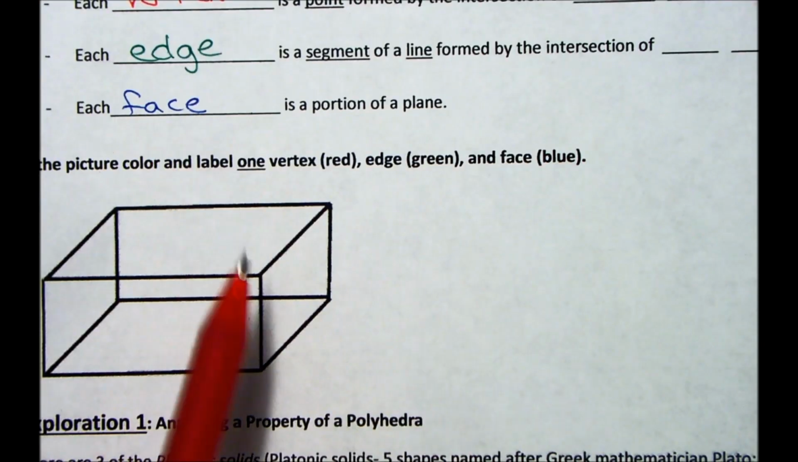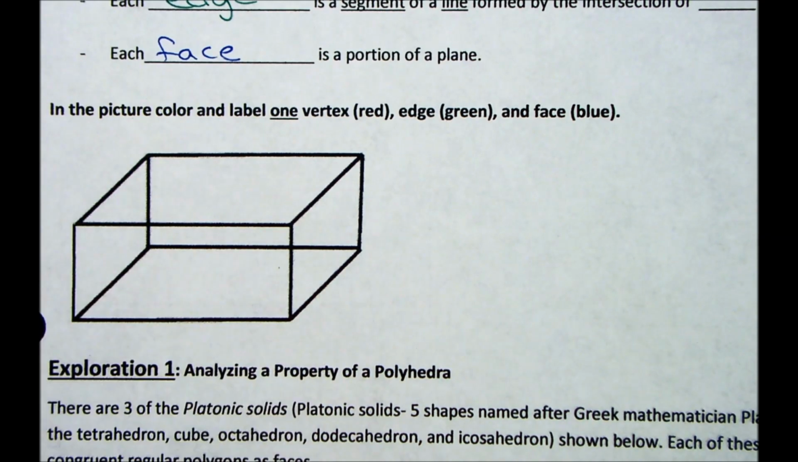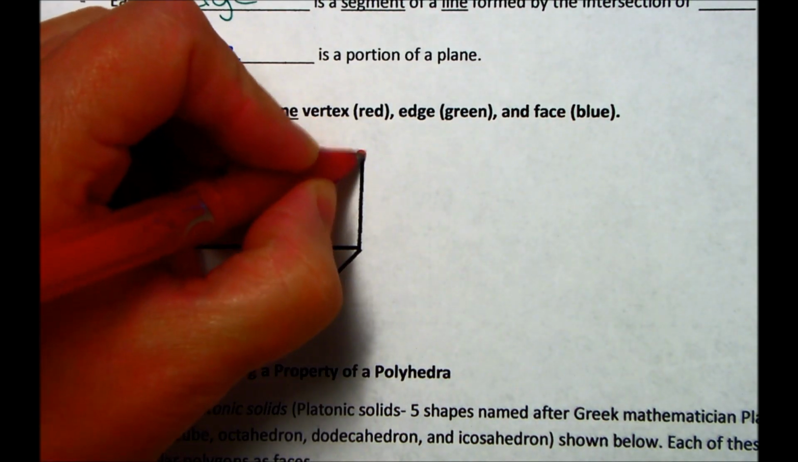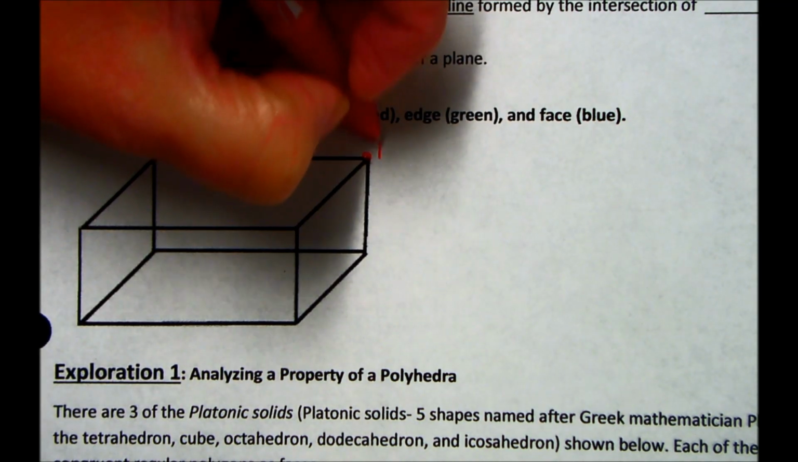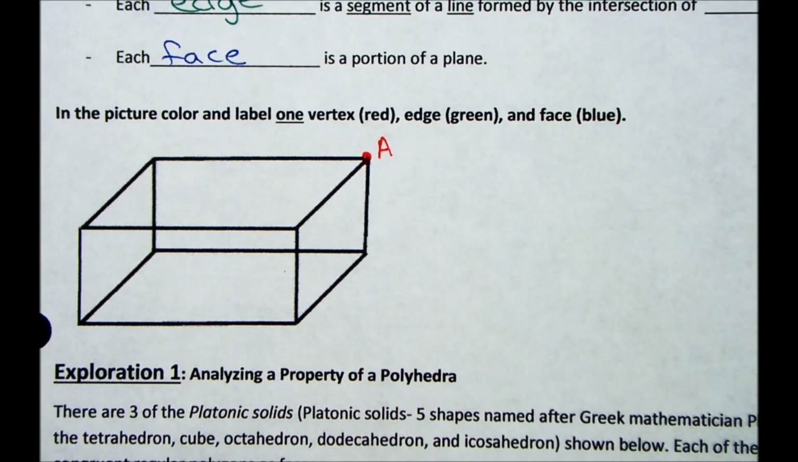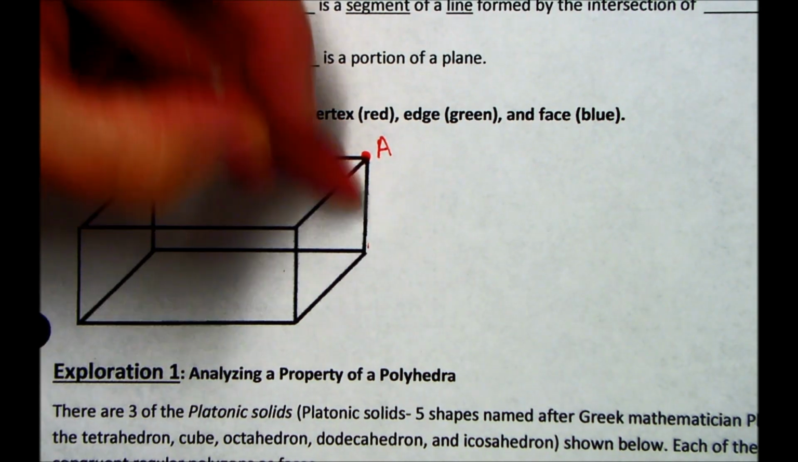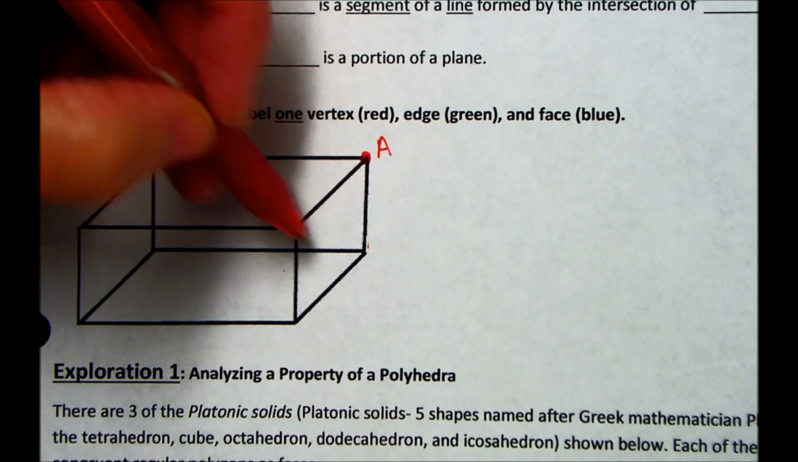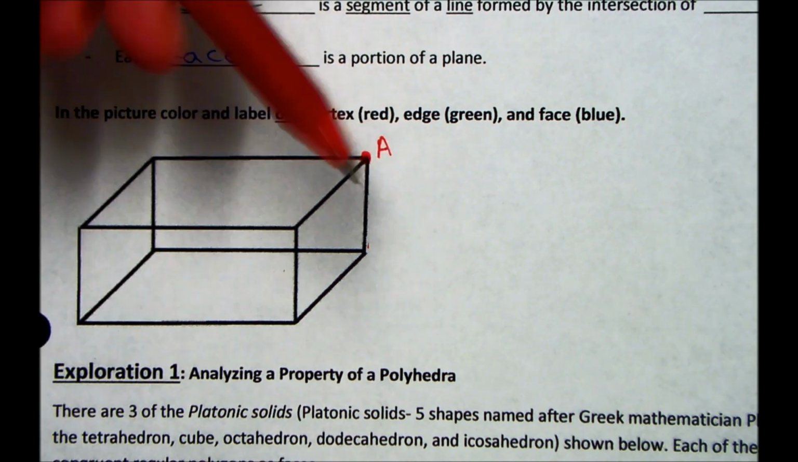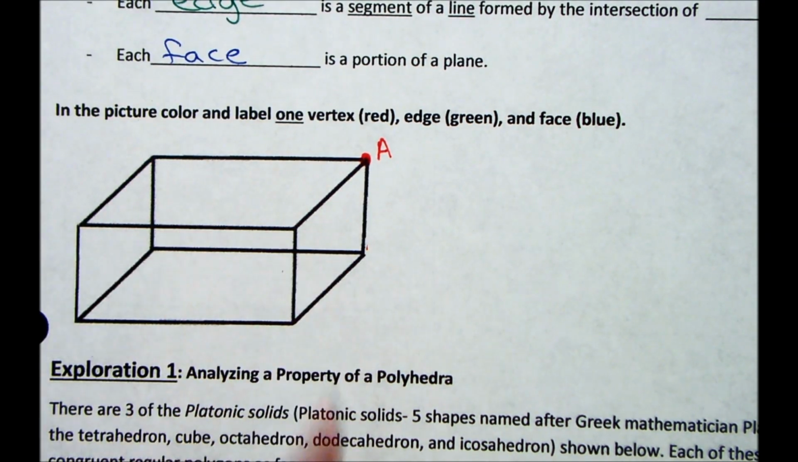So if you look at the vertex here, there's a lot you can choose from, so I'm just going to use this one. I'm going to label that vertex with a capital A, because points have to be labeled with capital letters. If you look at that point, you can see that the three edges are all converging onto it, but it also is the intersection of the three faces, the one on the right, the top, and the back side.